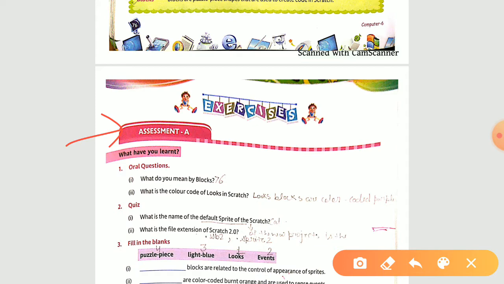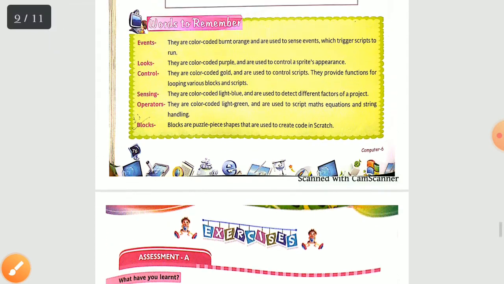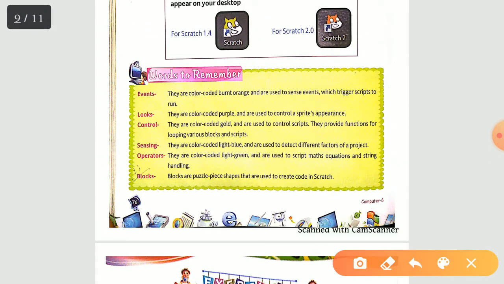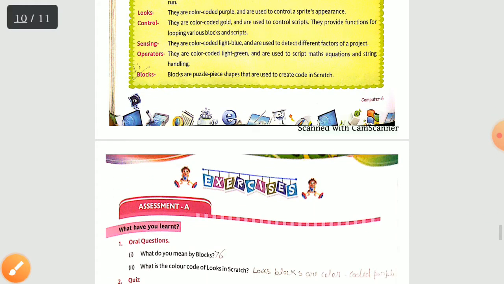For this, please turn to page number 76. On page number 76, we are having this words to remember last point. Okay, so this last point you have to write down. Blocks are puzzle piece shaped that are used to create code in Scratch. Only this much you have to write down in first question.